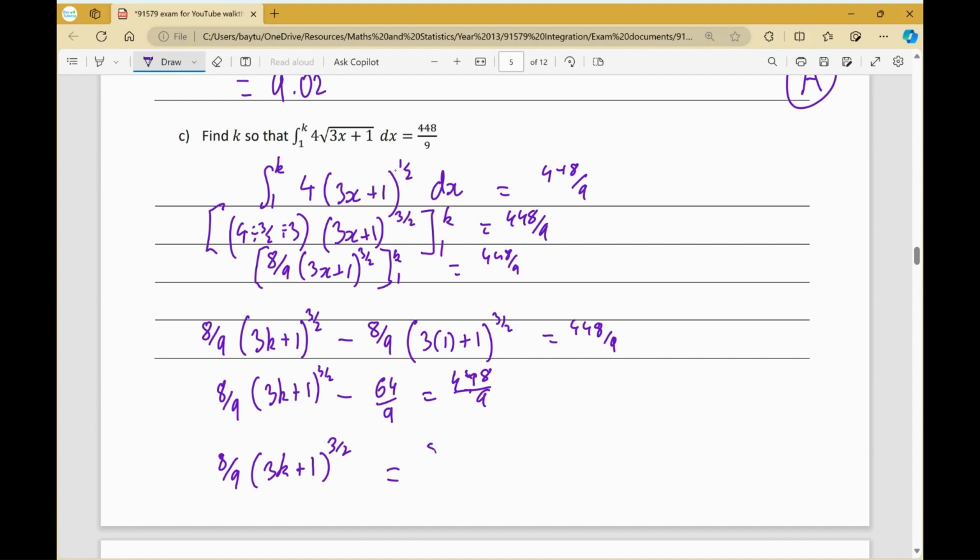So that makes 512 over 9. I'll just go up here now. Divide both sides by 8 over 9.